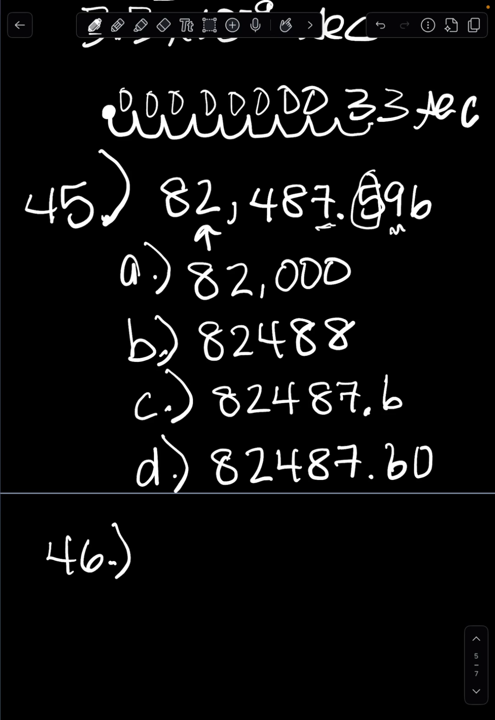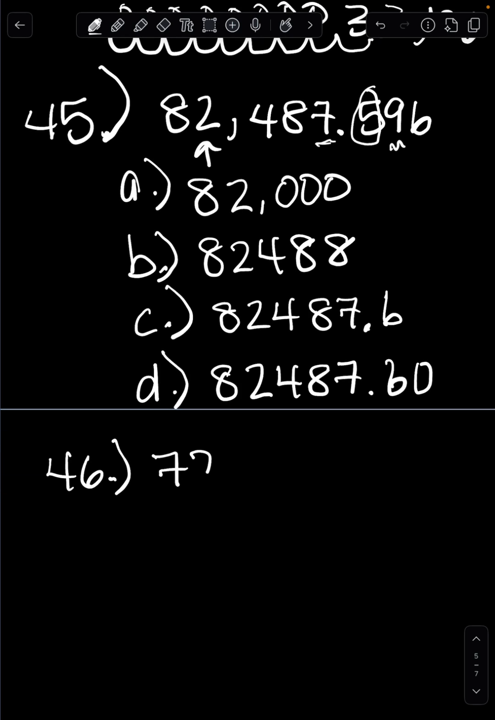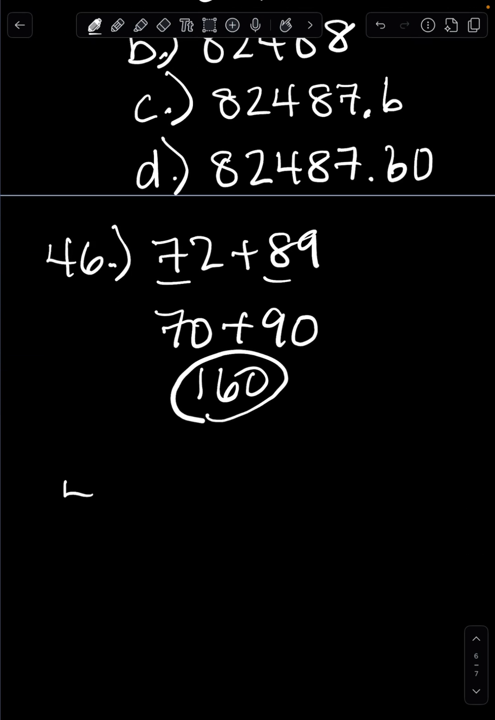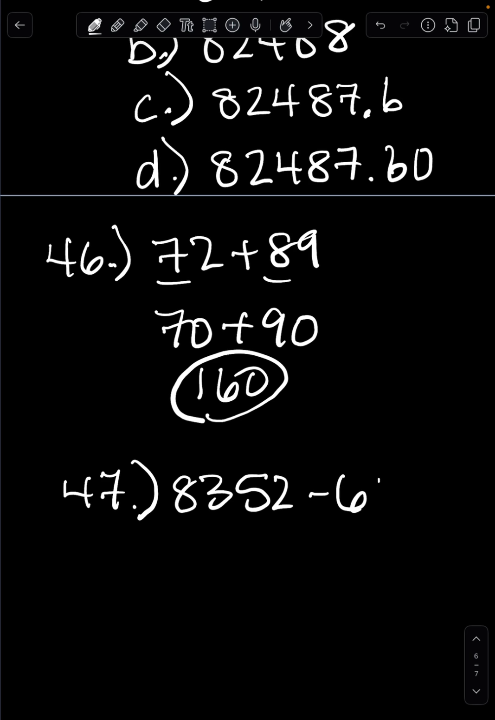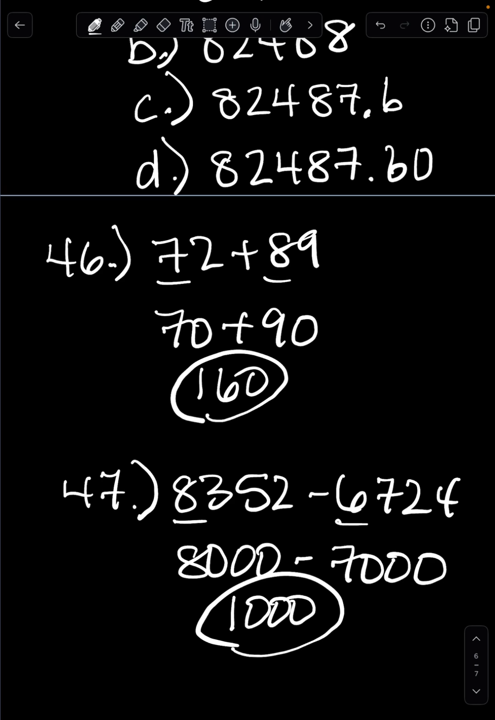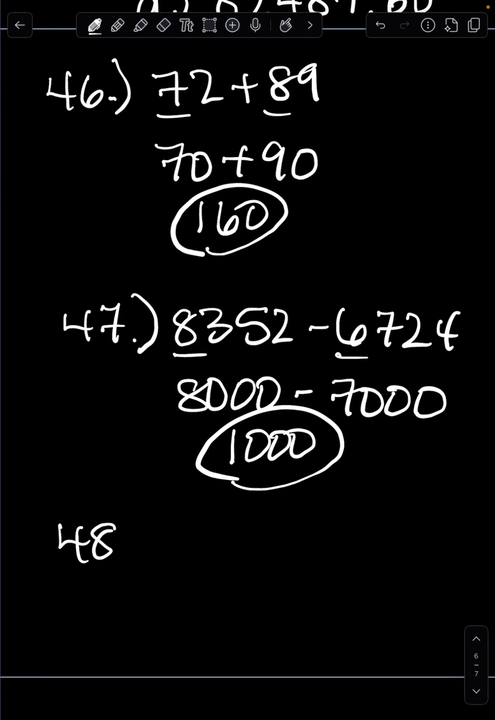Number 46, estimate by rounding each number to its highest place value. So we have 72 plus 89, highest place value. So we're going to have 70 plus 90, or 160. 47. Okay, highest place value is going to give us 8,000 minus 7,000. 1,000 is our estimated answer.